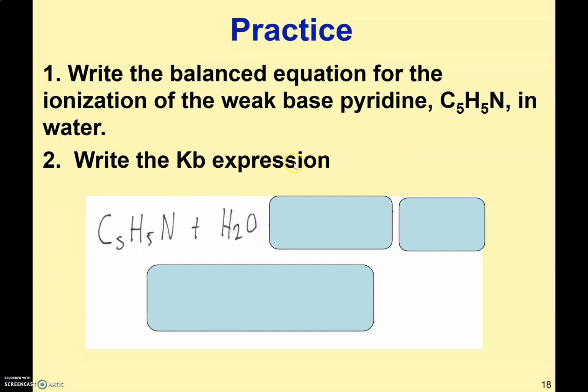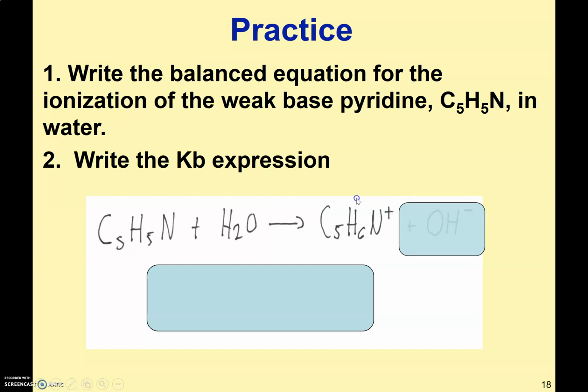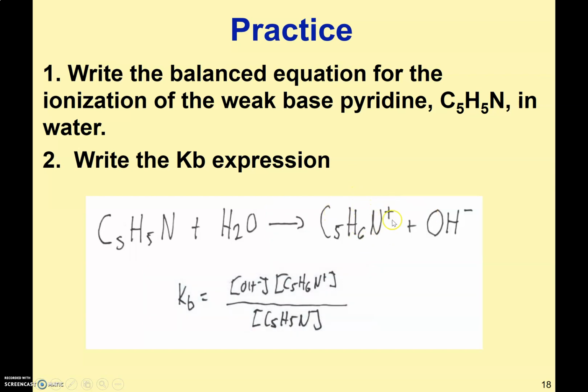So it says, write the balanced equation for the ionization of the weak base pyridine in water. So here's the base with water. Remember, bases accept H+, so the N is going to get an H here, and it's going to become positive. And then the H came from the water, so the water becomes OH minus. And then again, here is the Kb expression. We have the products over the reactants, and remember, we don't include water because it's a liquid.